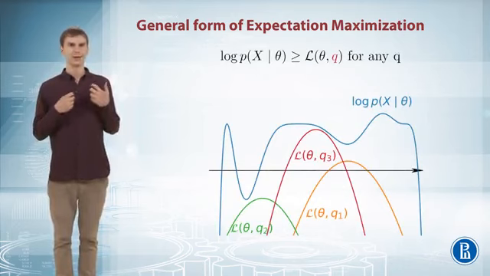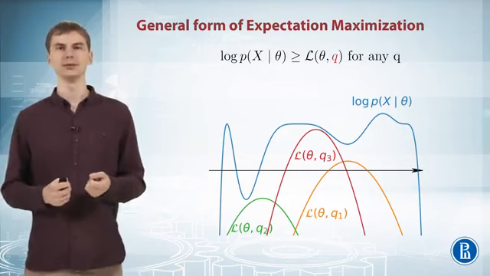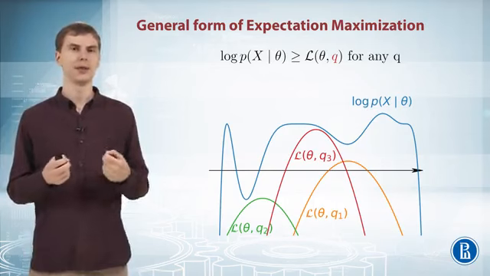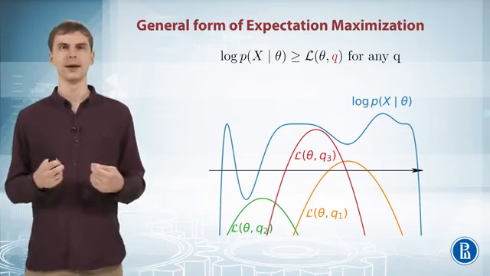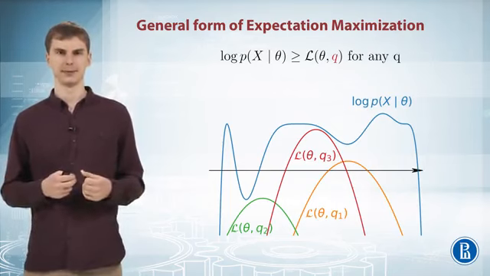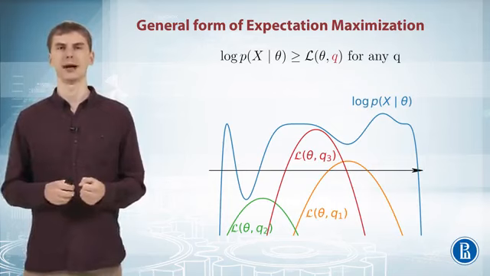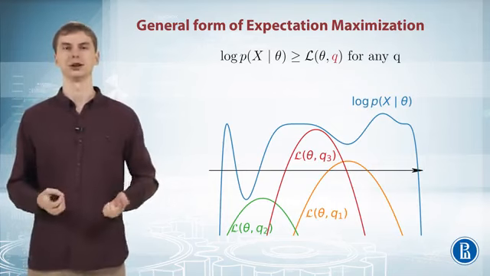We have again our marginal log likelihood, the blue curve, and we also have a family of lower bounds like the orange, the red and the green one, and we can choose among them to find the best one. For example, we can choose the red one and maximize it with respect to theta, and its theta hat will be a reasonably good approximation to the maximum of the blue curve. It will be somewhere in a good position.